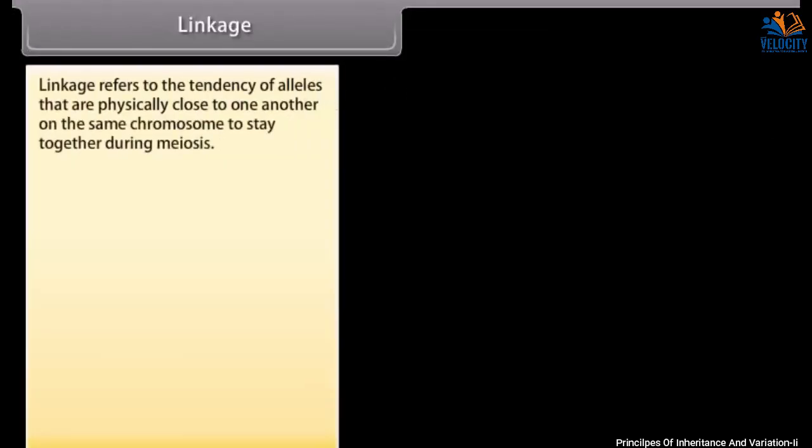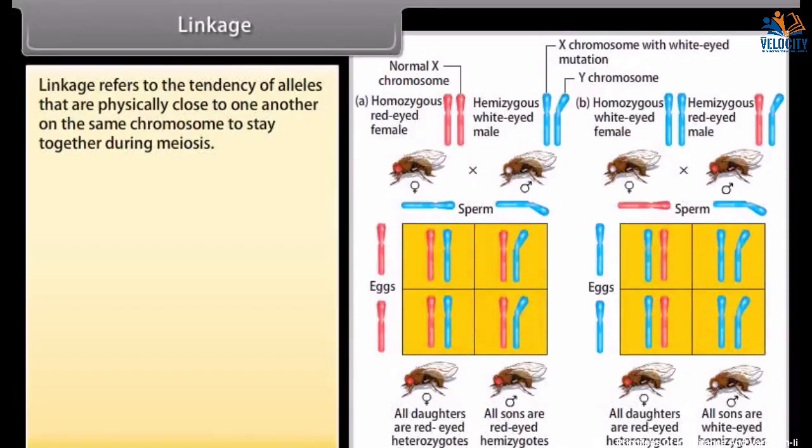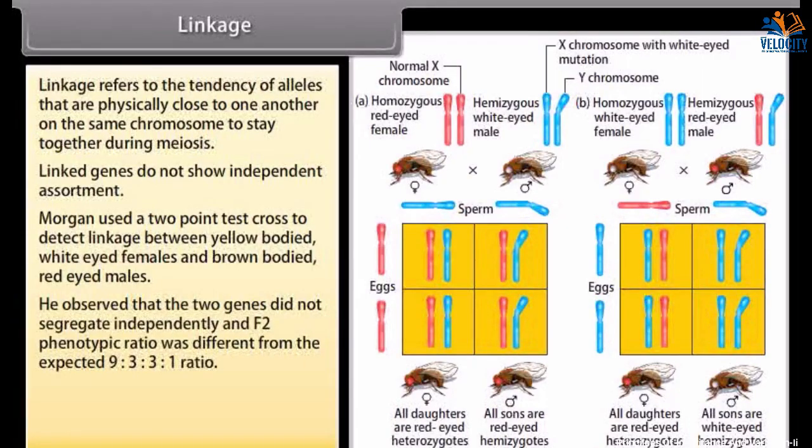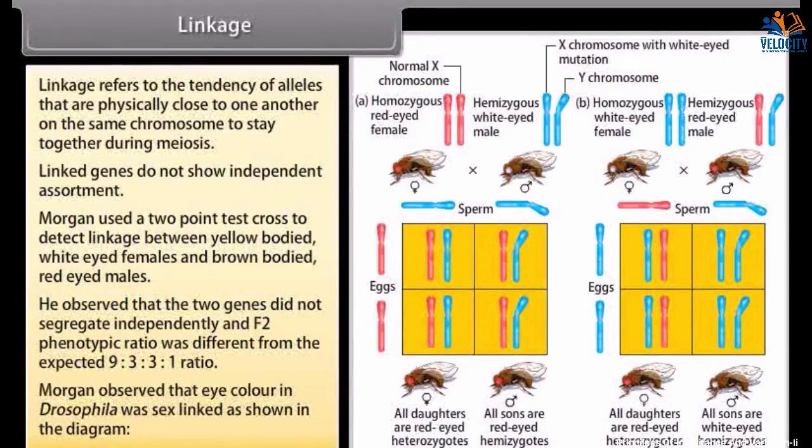Linkage. Linkage refers to the tendency of alleles that are physically close to one another on the same chromosome to stay together during meiosis. Linked genes do not show independent assortment. Morgan used a 2-point test cross to detect linkage between yellow-bodied, white-eyed females and brown-bodied, red-eyed males. He observed that the two genes did not segregate independently and the F2 phenotypic ratio was different from the expected 9:3:3:1 ratio. Morgan observed that eye color in Drosophila was sex-linked, as shown in the diagram.